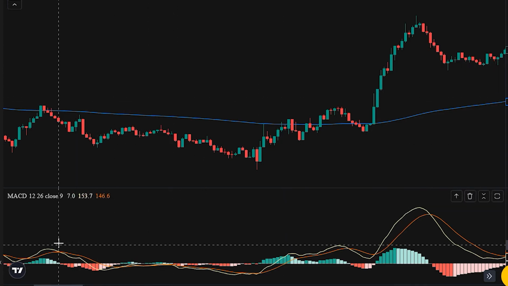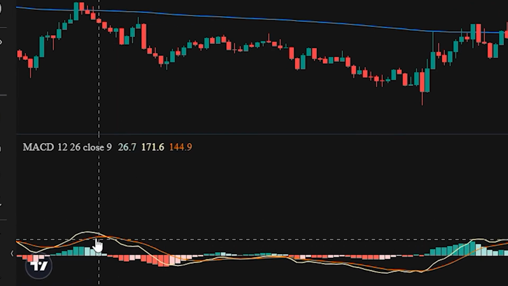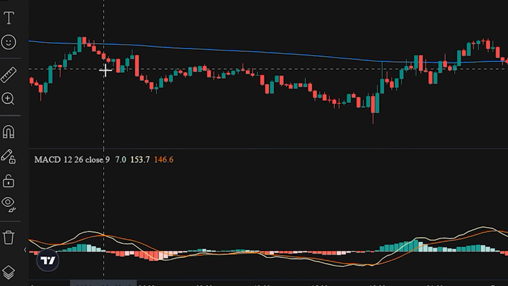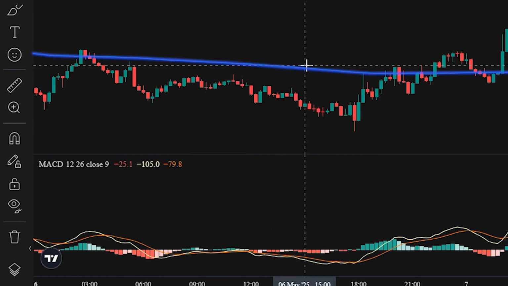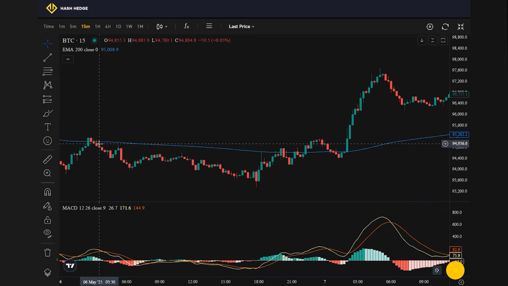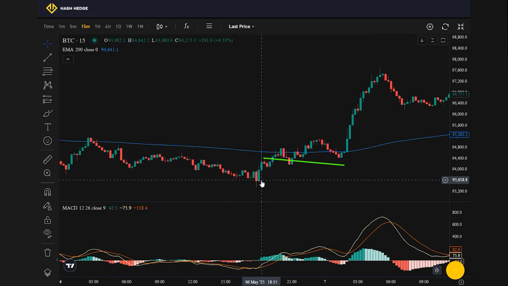So here's a simple demonstration of this strategy. What we have here is a clean down trade signal, and we make sure that the chart at this point is lower than the 200 candle moving average. Both signals coincide, and we enter a good trade down.